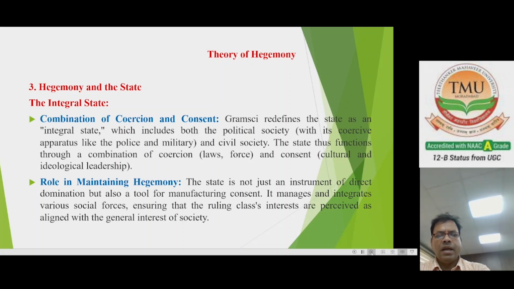Role in maintaining hegemony. The state is not just an instrument of direct domination, but also a tool for manufacturing consent. It manages and integrates various social forces, ensuring that ruling class interests are perceived as aligned with the general interest of society.